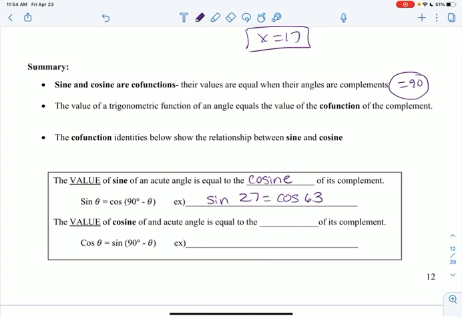And the reverse is true. It works for cosine. The value of cosine of an acute angle is equal to the sine of its complement. Cosine of theta equals sine of 90 minus theta. Example, cosine of 15 equals sine of 75.